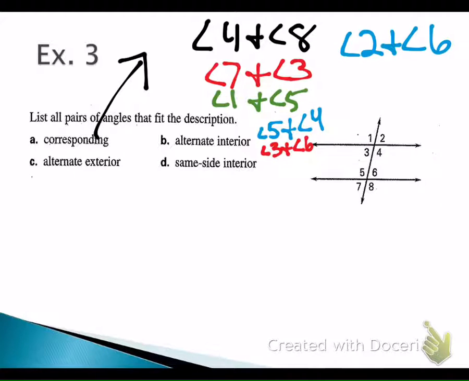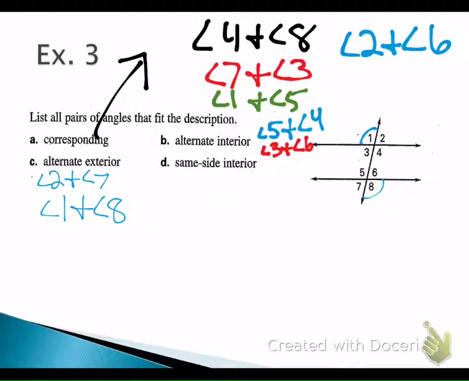All right. Alternate exterior. So now different sides of the transversal, but on the outside of the other 2. 2 and 7. 2 and 7, it will work. Now, I heard someone say 1, but 1 would go with what? 8. Very good.